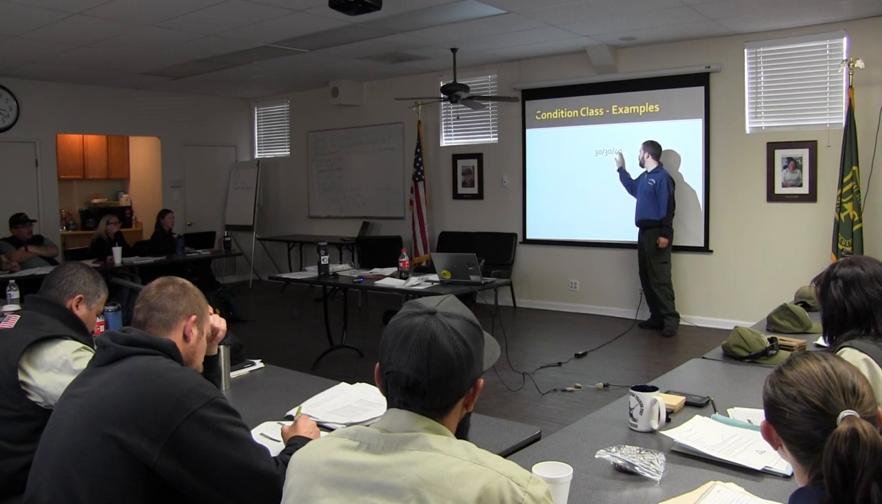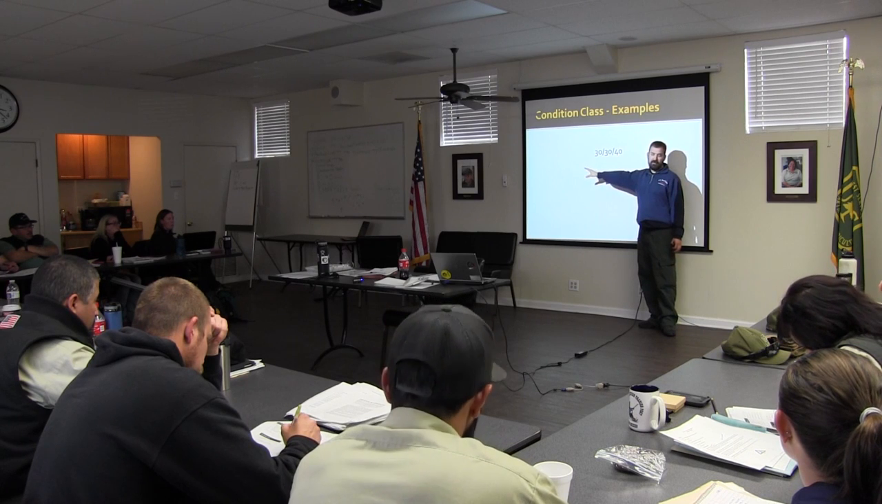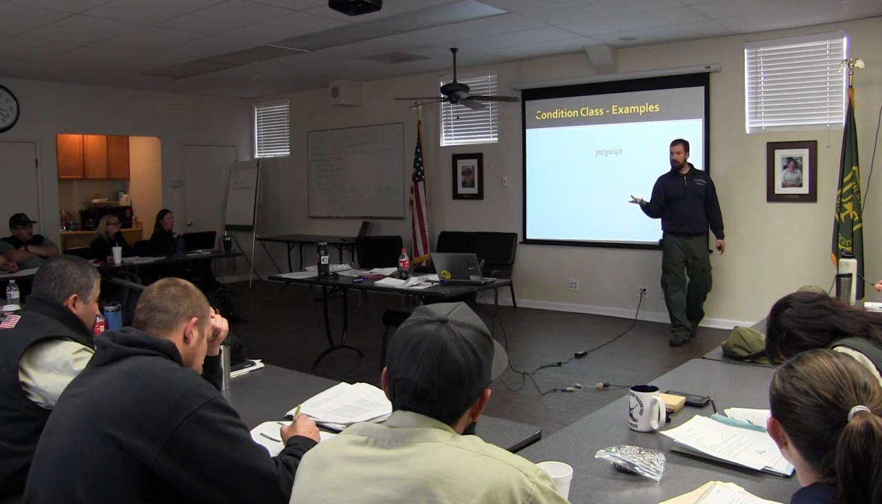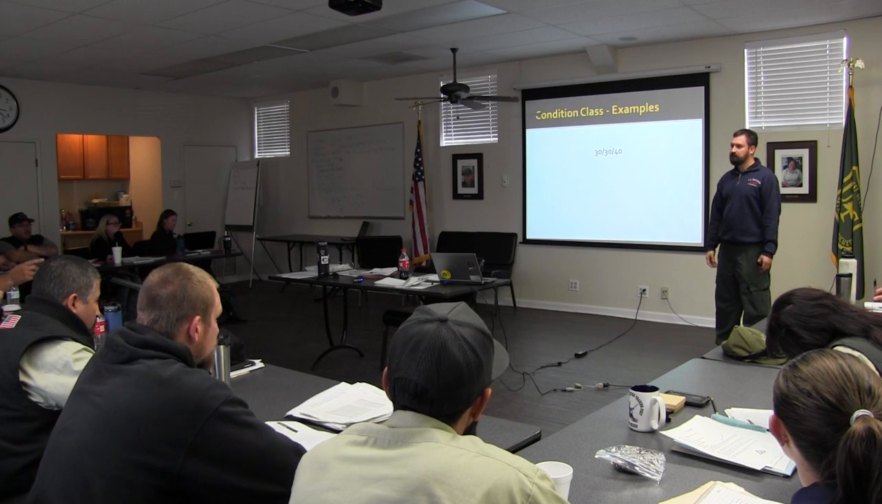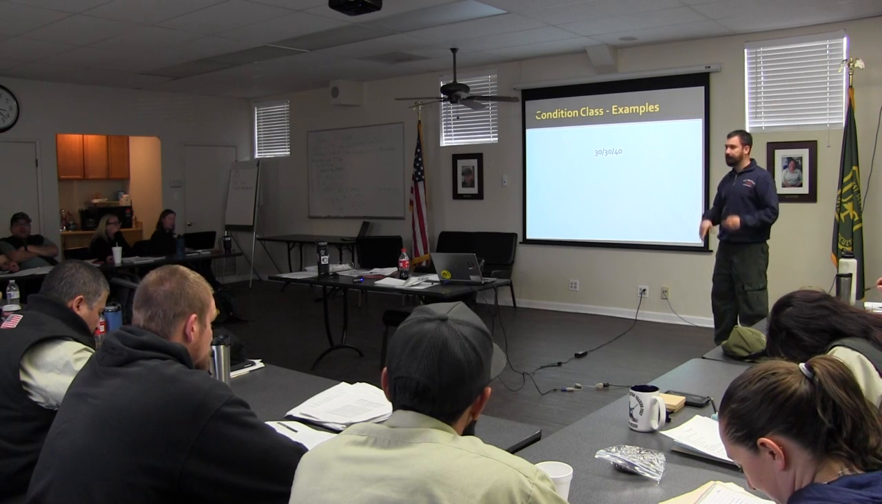So again, 30, 30, 40: condition class 1, functioning well, within the range of natural variability, then moderate departure, high departure. So again, what's going on in the landscape with that 30, 30, 40? Is it kind of transitioning? It could be. I mean, this is just some numbers, so we're making it up, but let's reason it out. It could go from one way to another way.